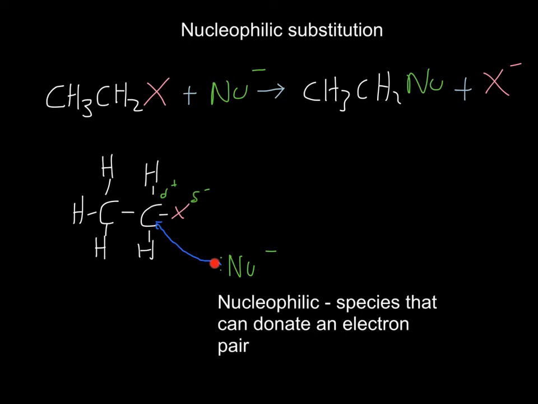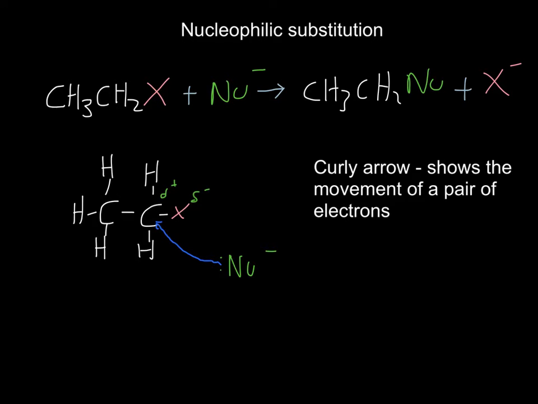Now this blue arrow is called a curly arrow, that's the official word for it. And what a curly arrow shows is the movement of a pair of electrons. And in this case, we're forming a dative covalent bond between the nucleophile and the carbon. So this curly arrow is showing a dative covalent bond forming between the nucleophile and the carbon. It's dative because both the electrons are coming from the nucleophile. So one more time, a curly arrow shows the movement of a pair of electrons.